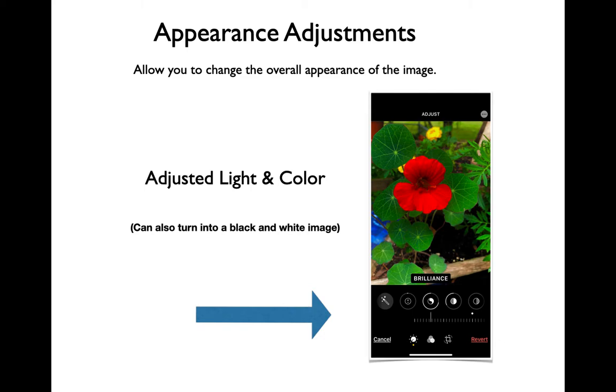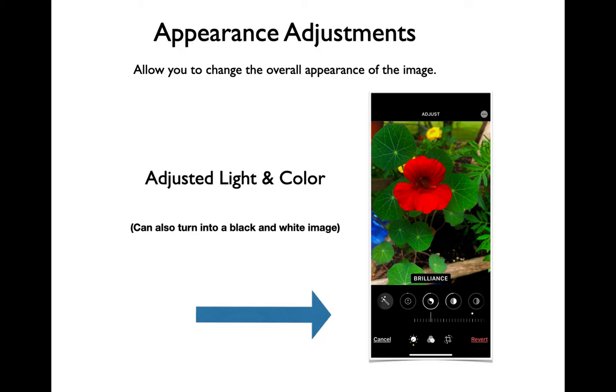Okay, now the appearance adjustments. These are amazing because they allow you, if you've taken an underexposed or an overexposed picture, to fix it. Or if the colors seem washed out from what you remember, you can fix them. So in this case, we're looking at a picture of a nasturtium, and I adjusted for light and color.